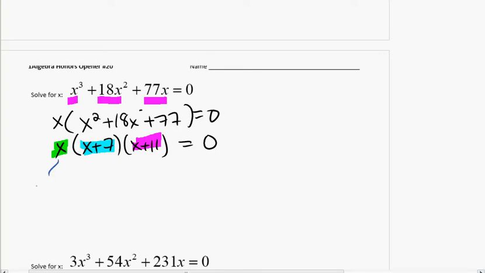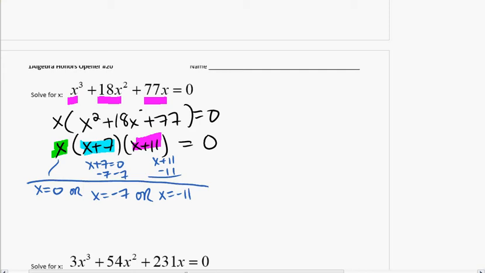So then I'll set this equal to 0 to get x equals 0. So 0 is one of the possibilities, or x plus 7 equals 0, which gives me x equals negative 7. Or I set this other one equal to 0, x equals negative 11. So those are your three possible answers.